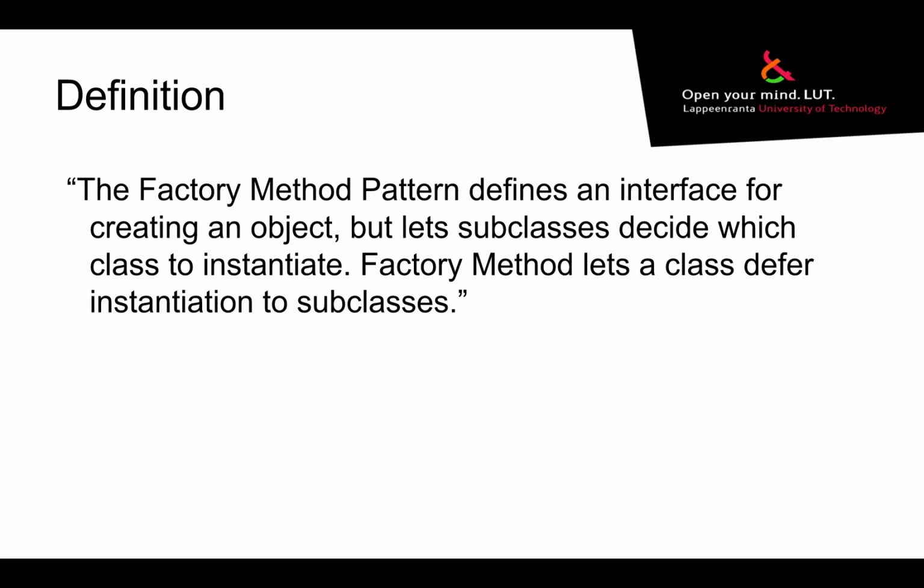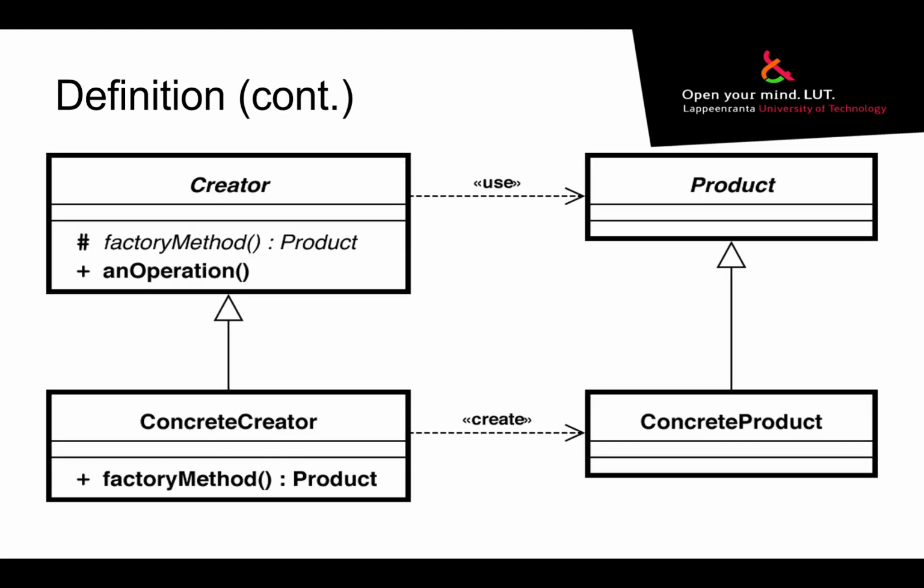So you don't actually need to know with the factory what class you want to instantiate. You allow your subclasses to define that. So here's the UML. First up, we have an abstract creator, where we define a factory method that returns a product. The product abstract class can be found here. Then we create a concrete creator that inherits the creator class, and we implement the factory method here.